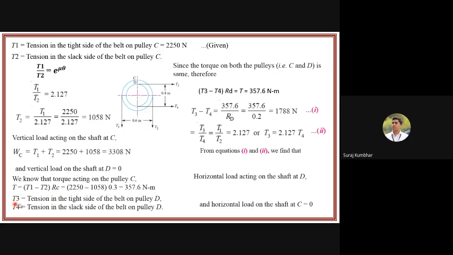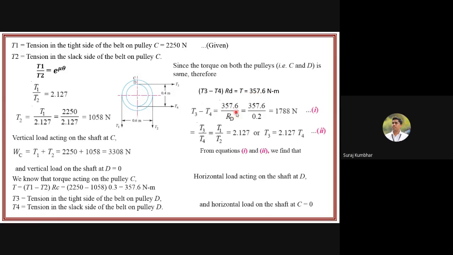Now, T3 is what? The tension in the tight side of the belt on the pulley at point D, and T4 is the tension in the slack side. So T3 and T4 are the tight and slack sides for that particular D pulley. Since the torque on both pulleys, C and D, is the same, therefore T3 minus T4 into the radius of the D pulley is equal to T. So the T value remains the same, 357.6 Newton meter. So T3 minus T4 is equal to 357.6 divided by RD. That is how I modified the equation. Are you getting this? So T3 minus T4 is equal to 357.6 divided by RD.